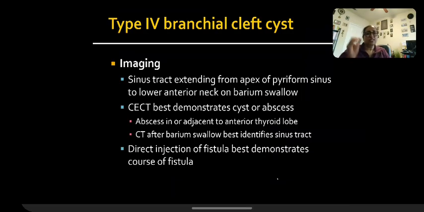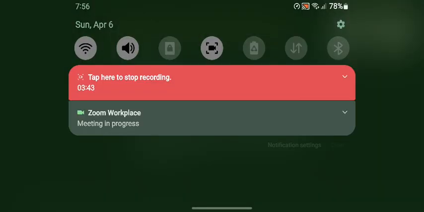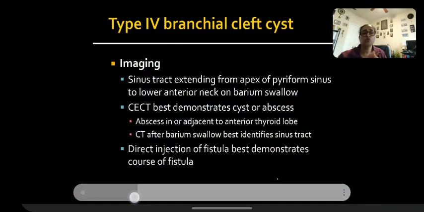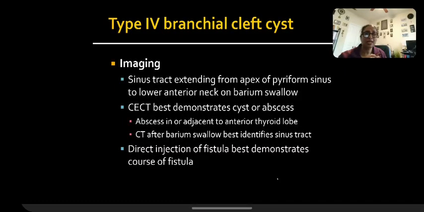So we talked about this. You see a sinus tract extending from the apex of the piriform sinus on barium, extending to the lower neck on barium swallow. And like we mentioned, during the acute infective phase, you may not be able to see it because the tract gets compressed and occluded by the surrounding inflammatory changes. The contrast enhanced CT will show you the cyst or the abscess. And if you do a CT after barium swallow, you can see the sinus tract.